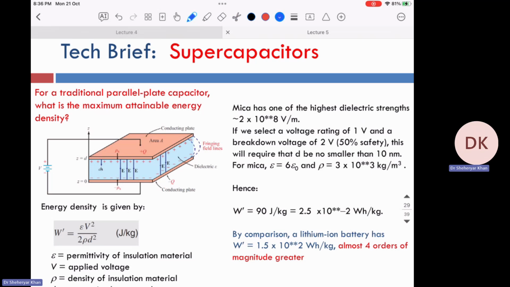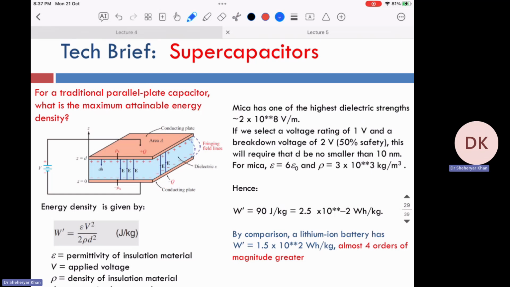If we select a voltage rating of 1 volt and a breakdown voltage of, let's say, 2 volt for safety, this will require that d be no smaller than 10 nanometer for mica. Let's say sigma is 6 times epsilon naught, 6 times bigger than the relative permittivity, right? So the density is 3 into 10 raised to 3 kilogram per meter cube. Let's compute the energy density. So energy density is 2.5 into 10 raised to minus 2 watt hour per kilogram, right?